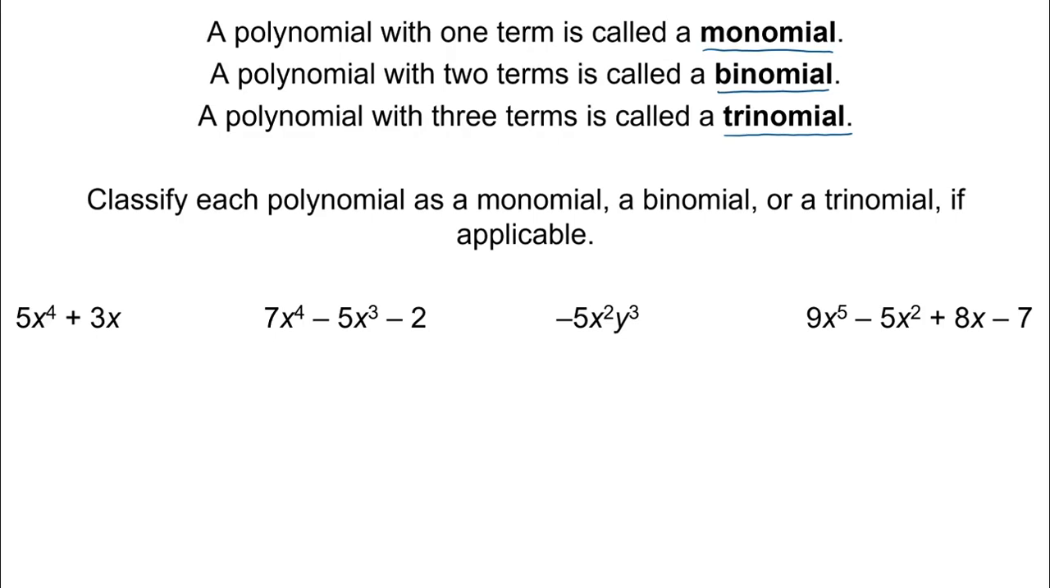So let's look below and classify each of these polynomials as a monomial, a binomial, a trinomial, or perhaps just a polynomial. In the first example over here on the left, we have a polynomial with 2 terms. This is an example of a binomial. In the next example, 7x to the 4th minus 5x to the 3rd minus 2, that's a polynomial with 1, 2, 3 terms. And we call polynomials with 3 terms trinomials.